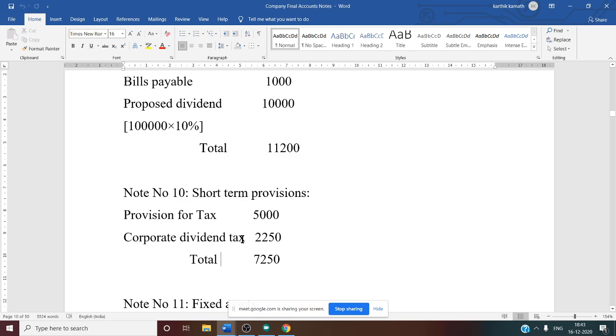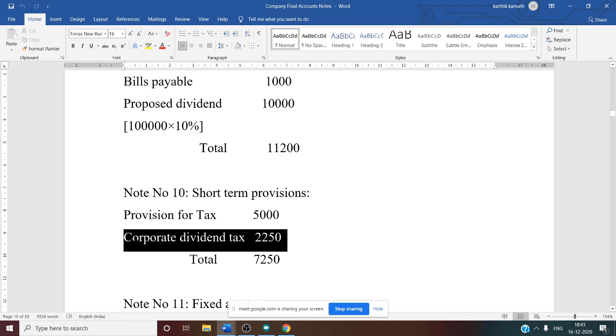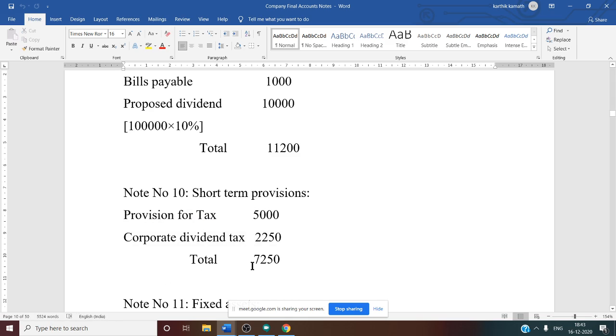Then corporate dividend tax we have calculated. Again, the percentage is given in the adjustment. That appears twice. One in the P&L adjustment and one more here, Note number 10, 2250. So the final total of short term provision is 5,000 plus 2250, that is 7,250. Note number 10 is over.